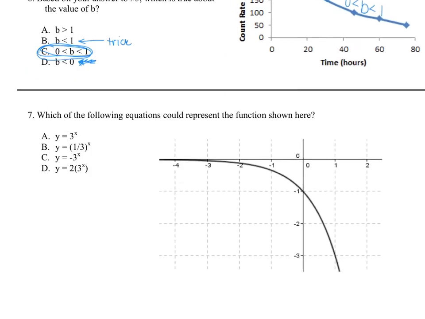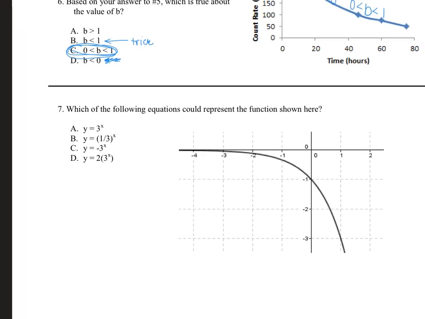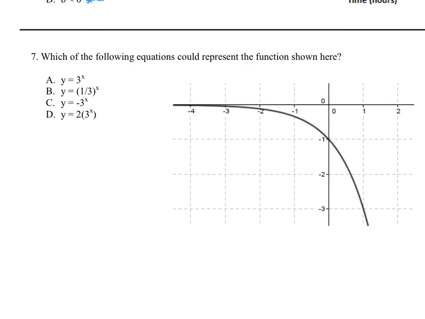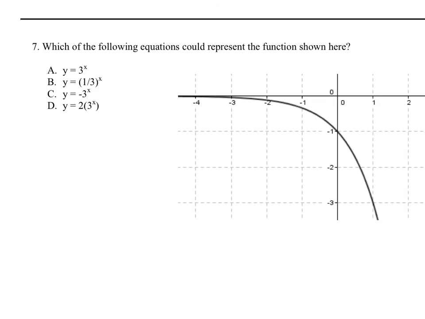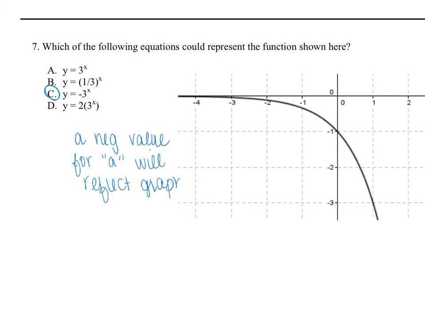So let's look at number 7. Again, another multiple choice. Now, let's think back to what happened. When did we have a function that got flipped over? It got flipped over when A was negative. So if I'm looking at all of my options here, my only possible solution would be C, because a negative value for A will flip it over. A negative value for A will reflect the graph over the x-axis.